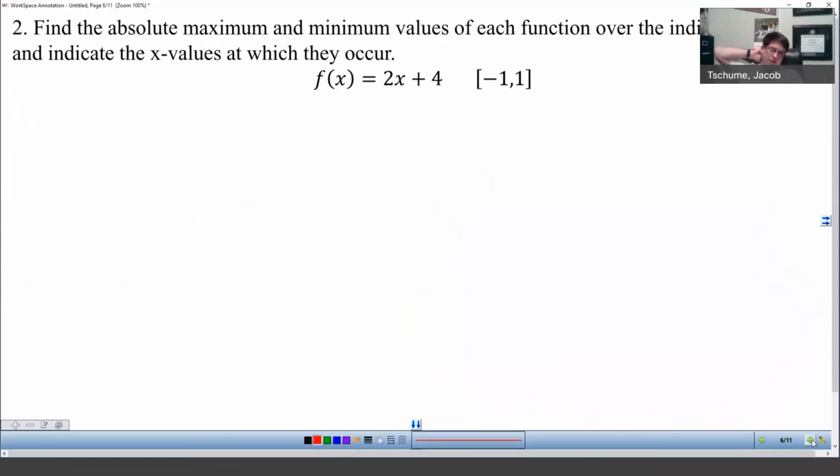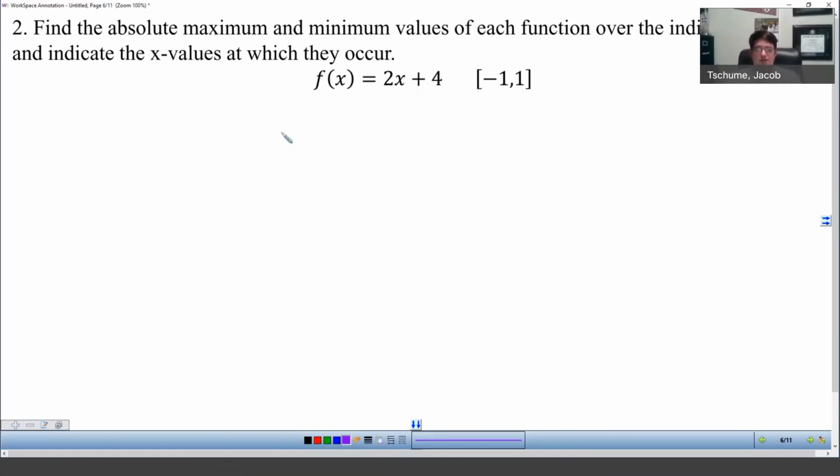All right, so now let's work on finding absolute maximums and minimums. I've got a bunch of these to work, and that's pretty much going to be the bulk of the rest of this video. So number two, and these instructions are the same for the next 4 or 5 problems, so I'm not going to repeat them every time. It says find the absolute max and minimum values of each function over the indicated interval and indicate the X values at which they occur. So we're going to begin with f of x equals 2x plus 4 on the interval -1 to 1.